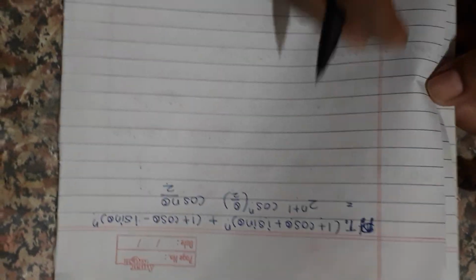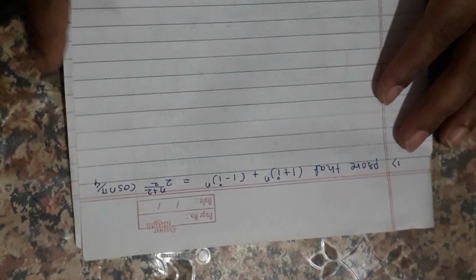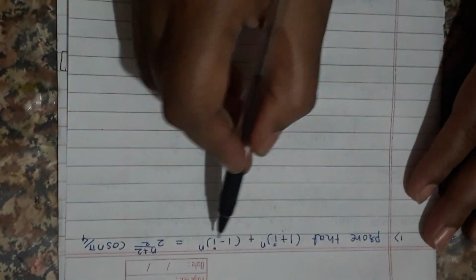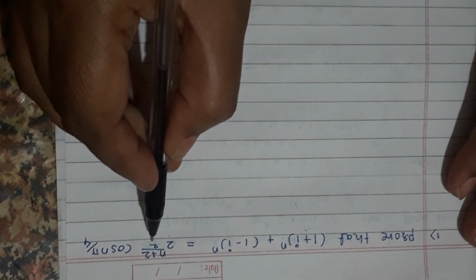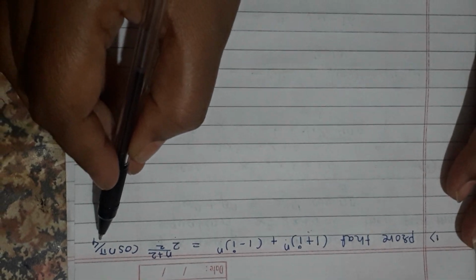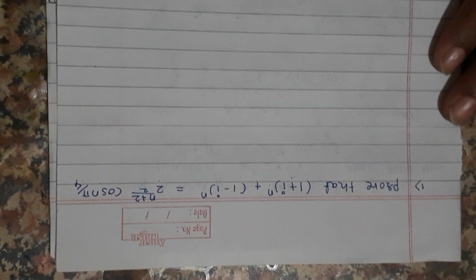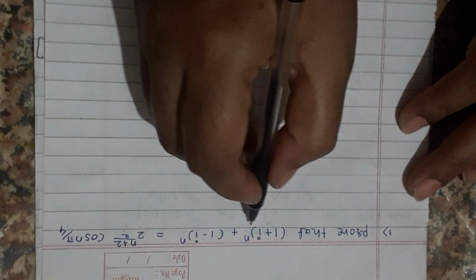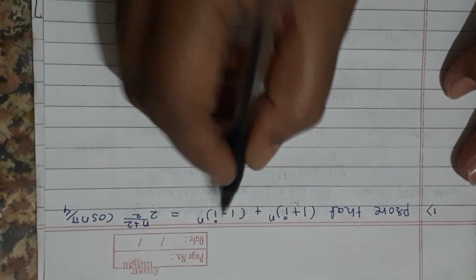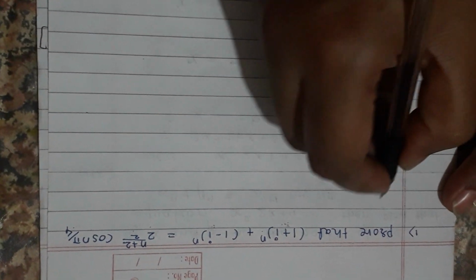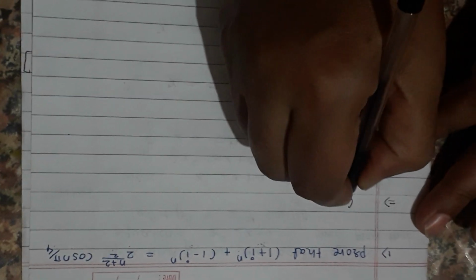And again we see one more problem of that type. Here it is (1 plus i) raised to the power n plus (1 minus i) raised to n is equal to 2 raised to the power n plus 2 by 2 into cos n pi by 4. If you see the two numbers, again they are in the form of complex numbers, 1 plus i and the second is 1 minus i. So we consider the first number here, that is 1 plus i.